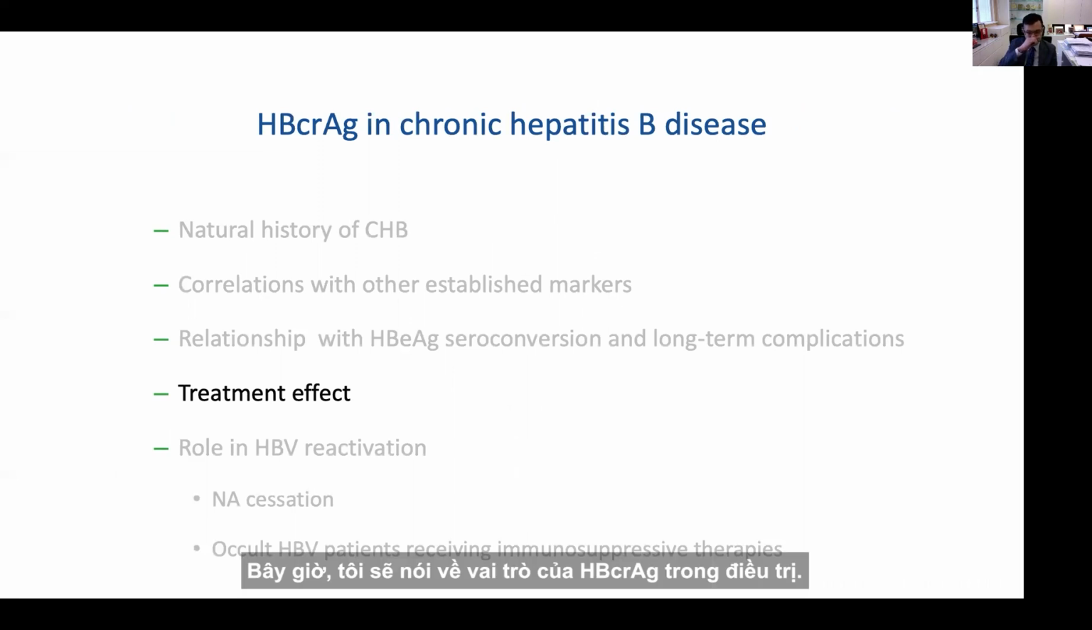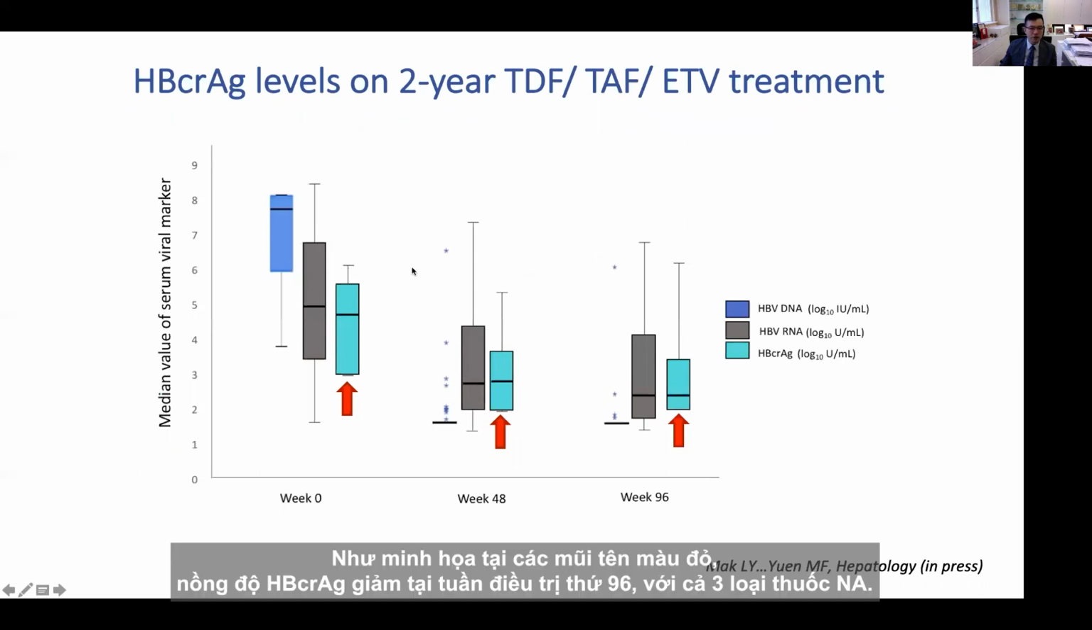Now, I come to the treatment effect on core-related antigen. According to our recent study, as illustrated by the red arrows here, all three first-line nucleoside analog therapies are able to reduce the core-related antigen, and the reduction was continuous as assessed at the 96 weeks of therapy.